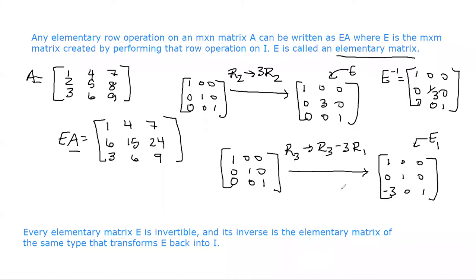Okay, and how would we undo subtracting 3 copies of the first row? We would add 3 copies of the first row. So if we wanted the inverse of this one, we would have 1, 0, 0, 0, 1, 0, and positive 3, 0, 1. So these are pretty easy to find the inverses of. Okay, again, why do we care?